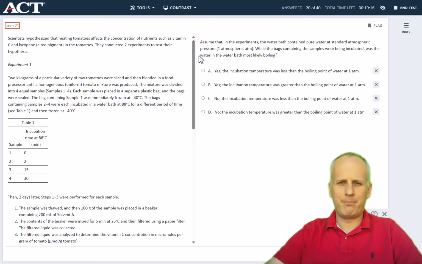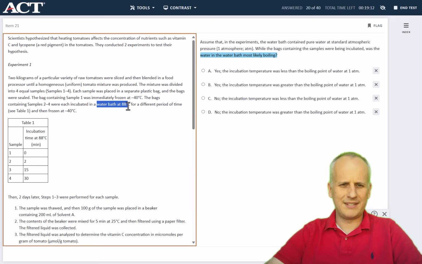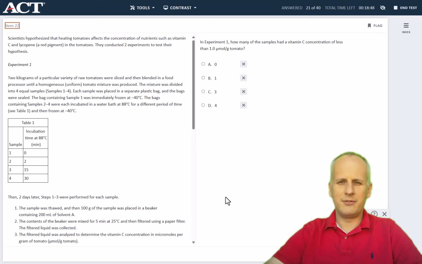Was the water in the bath most likely boiling? Well, we know that the water bath was held at 88 degrees centigrade. Again, the limited outside knowledge you need: the boiling temperature of water, of course, is 100 degrees centigrade, so they would not boil. We can eliminate choice A and B. And of course, the incubation temperature was not greater than the boiling point for choice D, and we select the correct answer of C based on that limited outside knowledge that water boils at 100 degrees Celsius.